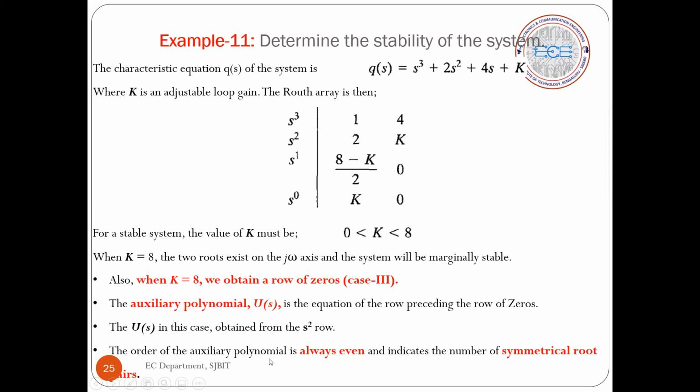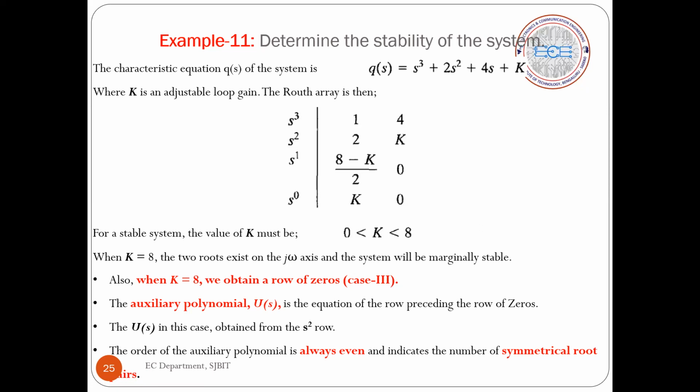The order of the auxiliary polynomial is always even. You can refer to the previous example. You will get to know that the auxiliary equation will always be an even polynomial and indicates the number of symmetrical root pairs. Always, symmetrical root pairs will exist, because we get an even polynomial as the auxiliary equation. So you will see that only even powers exist, and symmetrical root pairs exist.